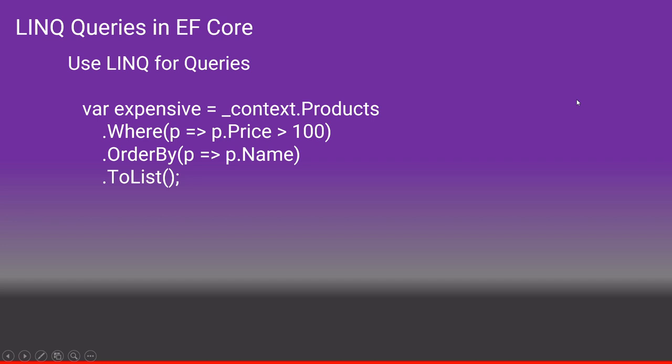EF Core lets you use LINQ to query data. You get type safety and IntelliSense, and EF Core translates it to optimized SQL. Here we query products where the price is over 100 and order them by name.